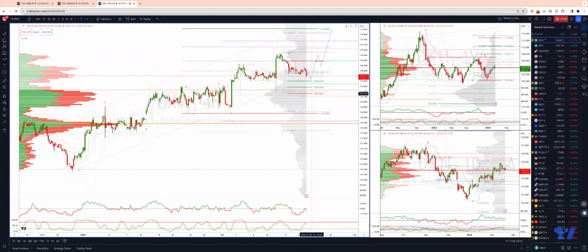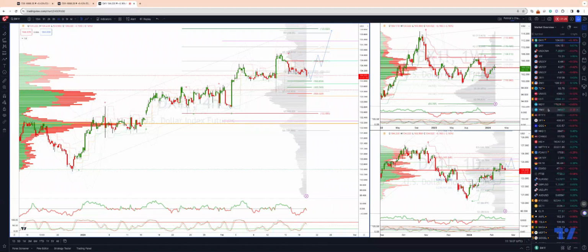Now, if we fail to find support at 103.80s, any loss of 103.30s will be a bearish development, suggesting the potential for the current corrective phase in the dollar index to be complete. And then we'll be looking for a move down to retest 102.50s. Below there, we have the high volume node for the 4-hour profile and monthly projected range support 102.20s.